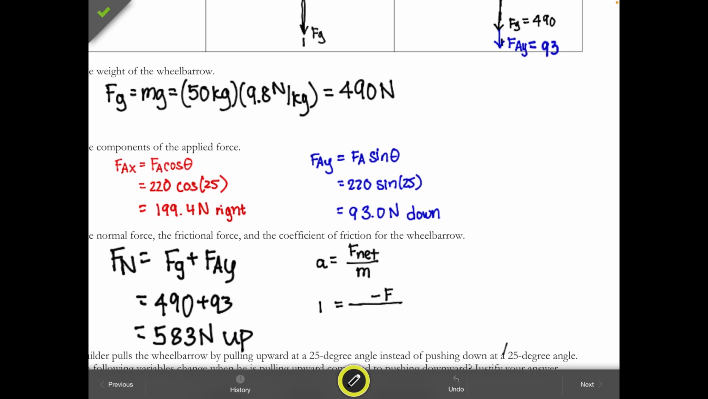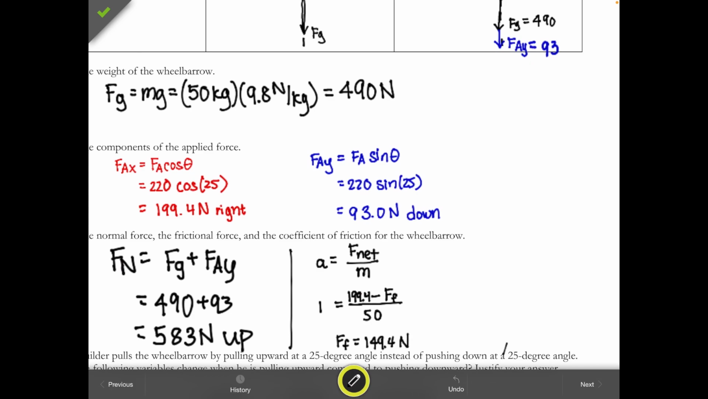The applied force to the right was 199.4. The friction force to the left is unknown, and the mass in kilograms was 50. I can solve this for friction force. Multiplying 50 to the left gives me something like 50 is equal to 199 minus Ff. This leaves the friction force as 149.4 because I dropped the 0.4 right here.